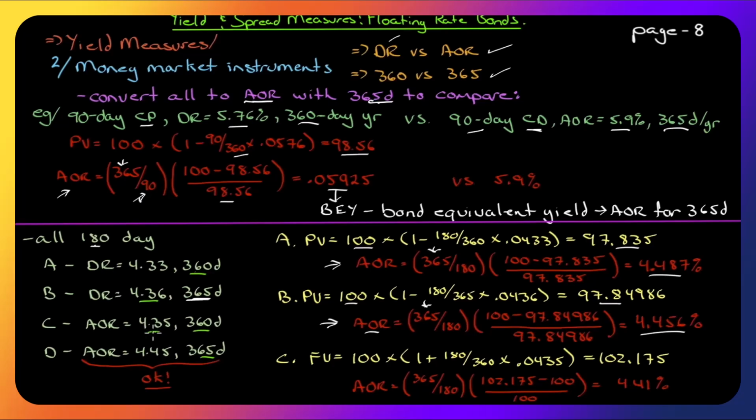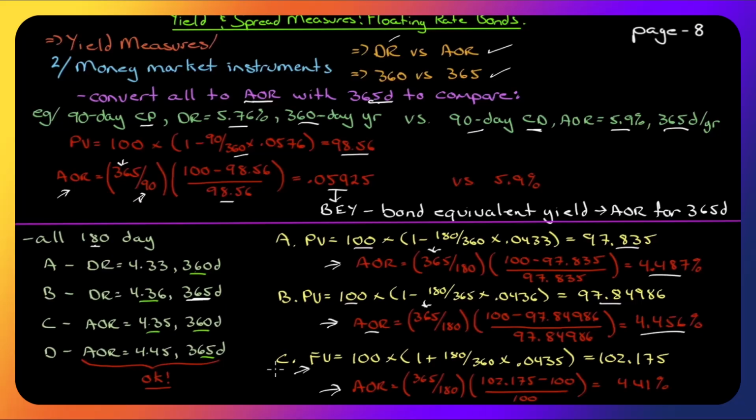Finally, we have this last one. It is an add-on rate, but it's only 360 days. We want to get it to 365. We can go right to the formula, and we're going to see where we fall short. So it'll be 365 over 180, and the numerator here is future value minus present value. You know the present value is 100 because it's an add-on rate, divided by 100. Well, we don't have any future value. That's why we first have to calculate the future value.